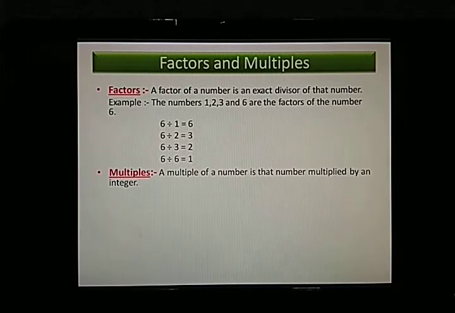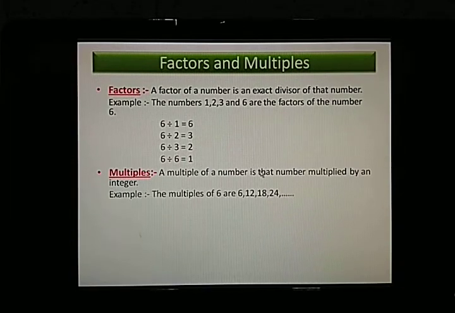A multiple of a number is that number multiplied by an integer. Now, a multiple of a number is that number which is multiplied by an integer. Now from the definition it is not that clear, I know. Let us see an example. The multiples of 6 are 6, 12, 18 and 24 and dot dot dot. Dot dot dot means it can go up to infinity.